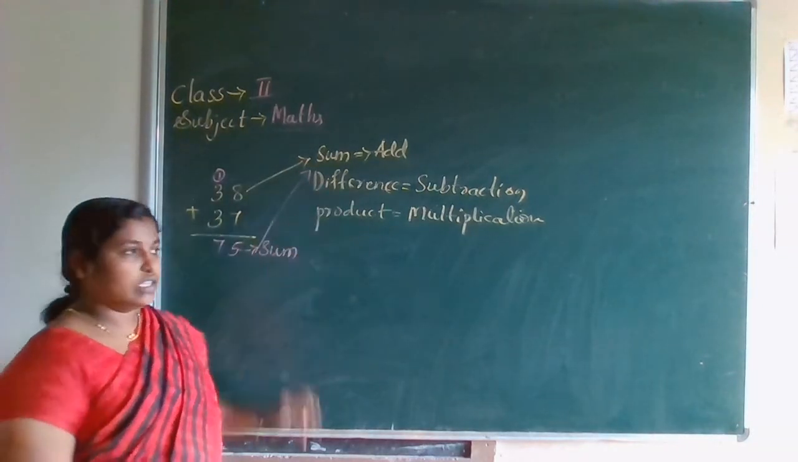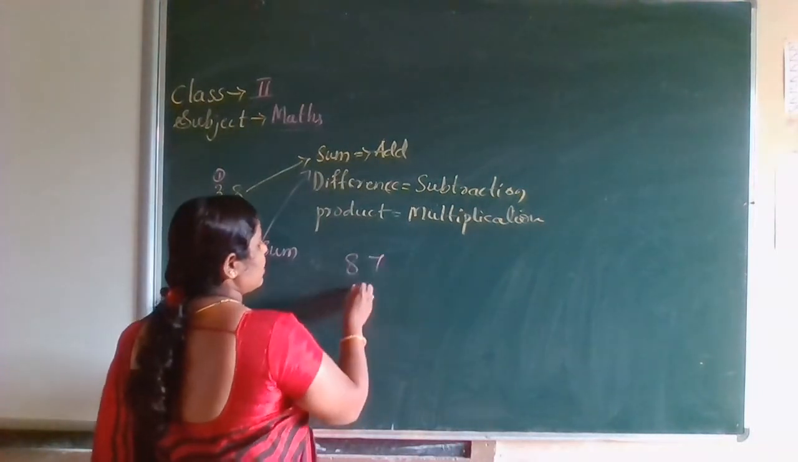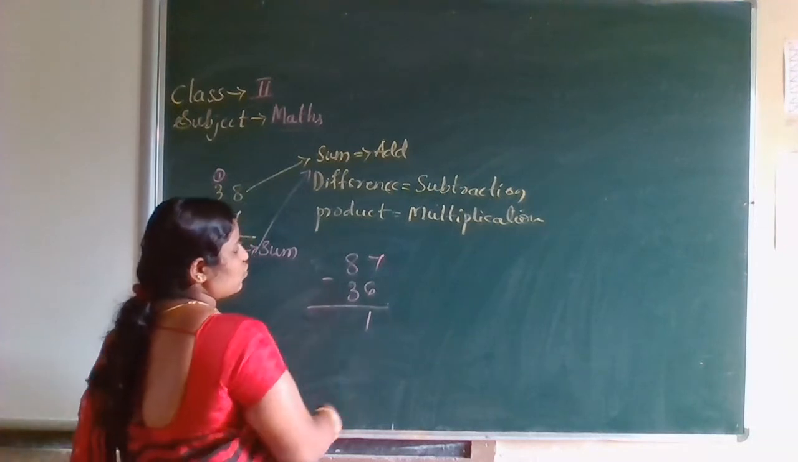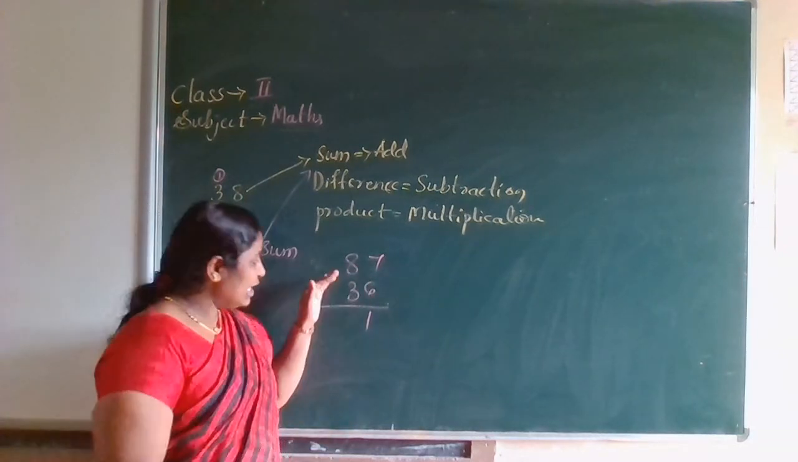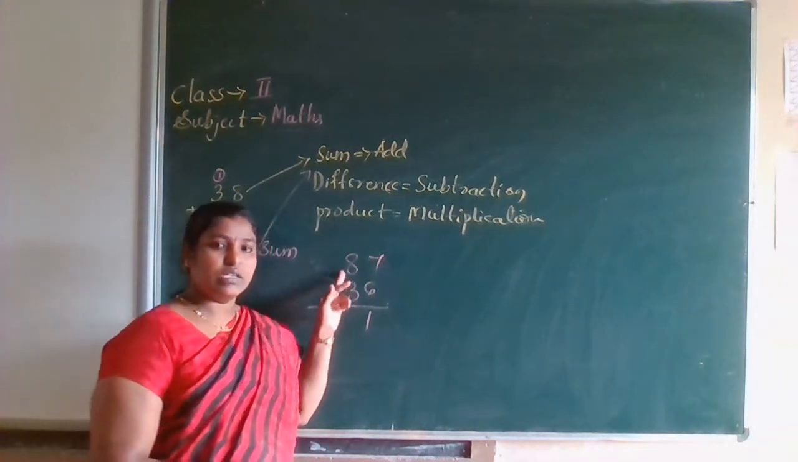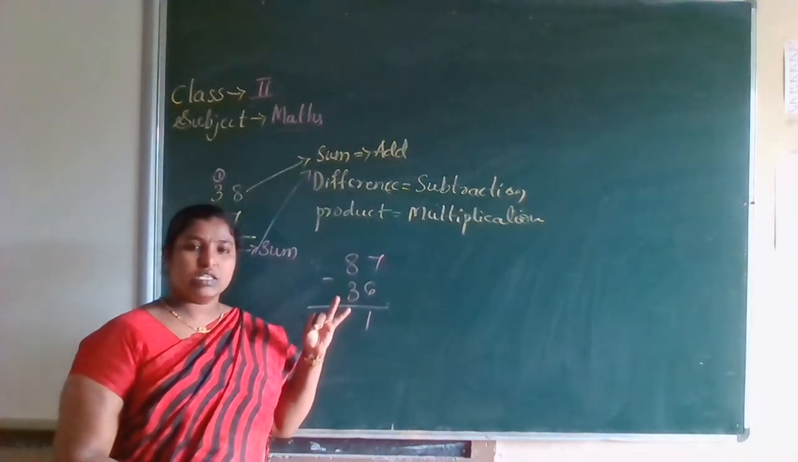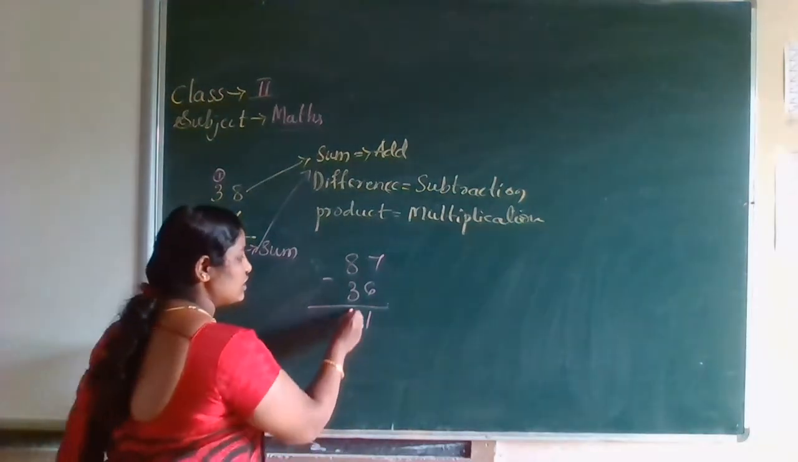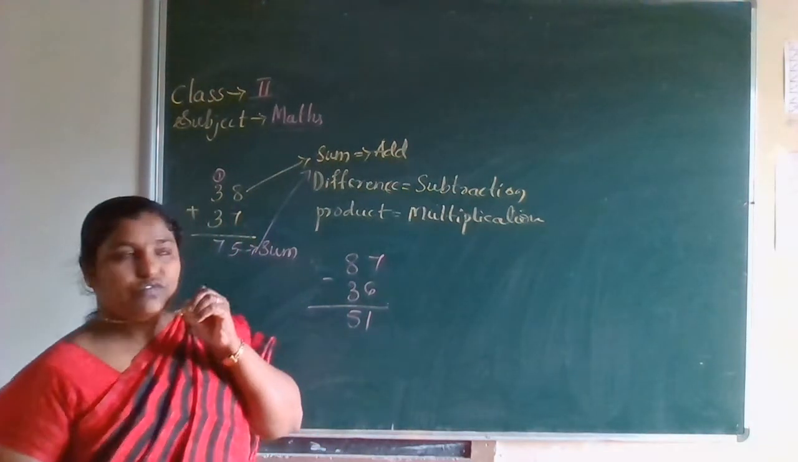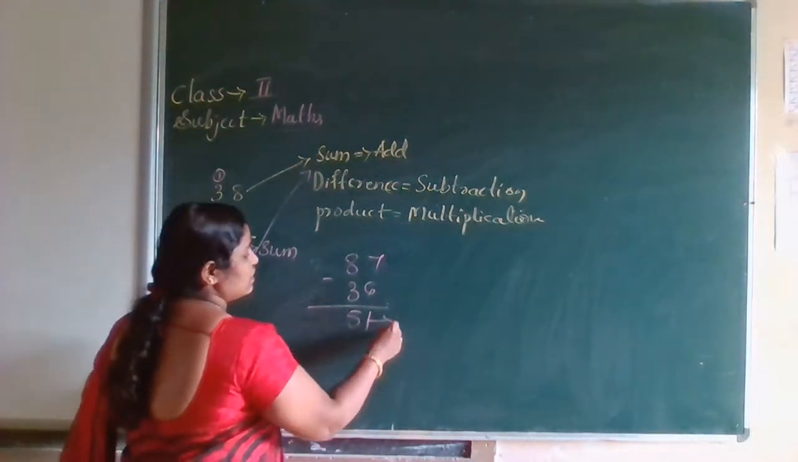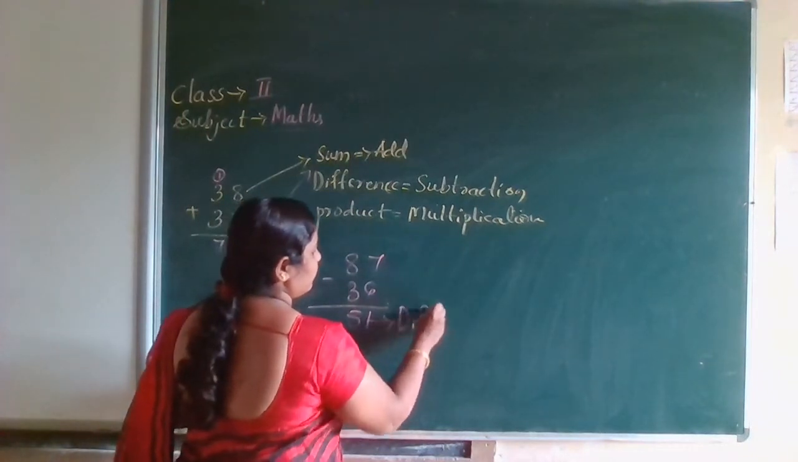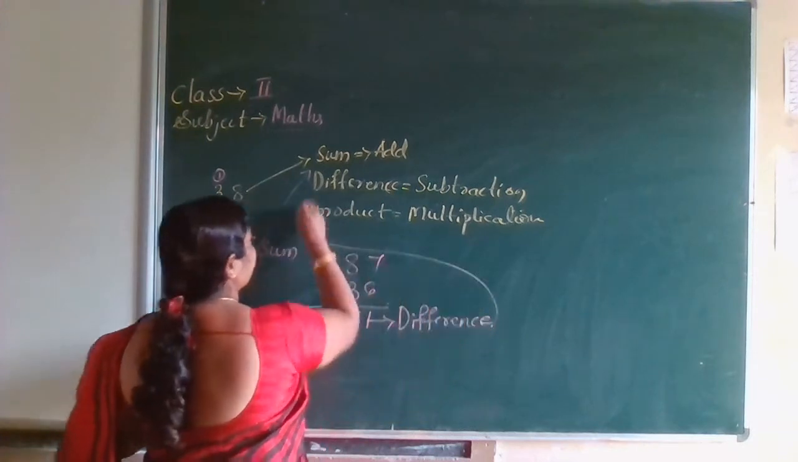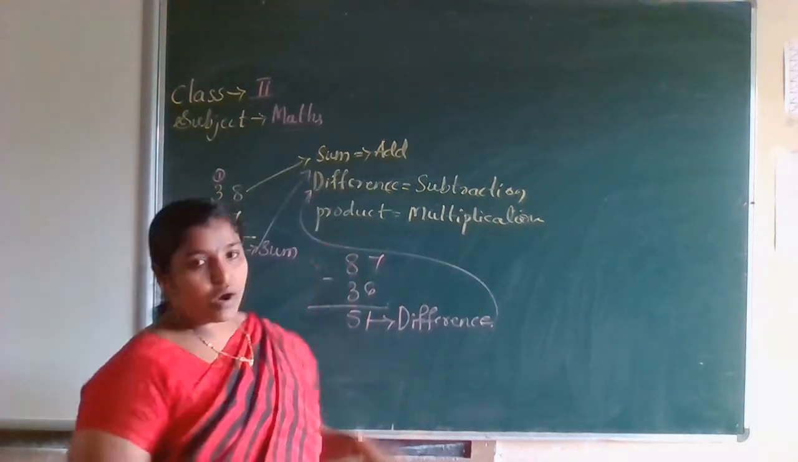Find the difference. 87 minus 36. 7 minus 6 is 1. 8 minus 3: leave 3, count up to 8. 4, 5, 6, 7, 8. How many are counted? 5. So the answer is 51. This is the difference. Okay, this is difference. And next, product.